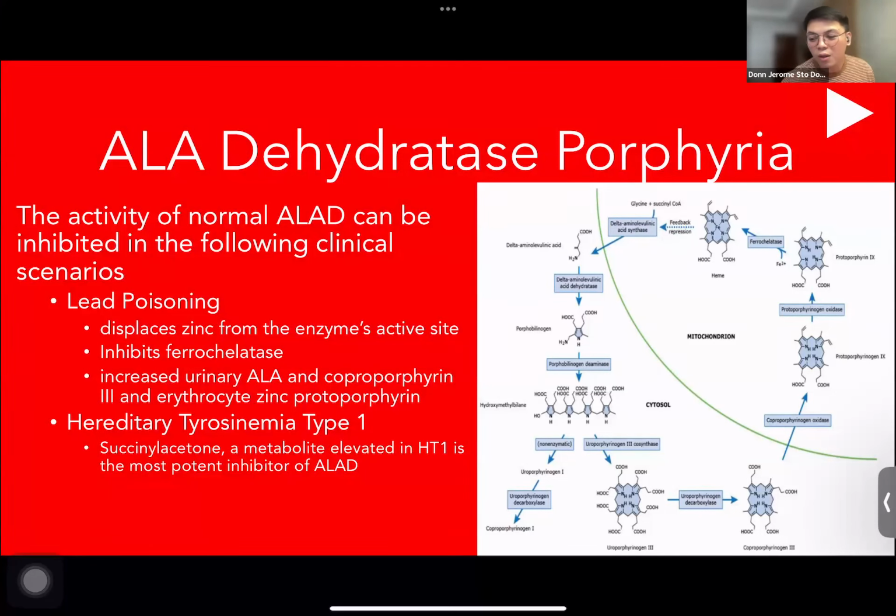Nadaanan na po ba natin to? Na-discuss na po ba to? Hindi pa. Naku, patay ka, Miss Desiderio, kay Dr. Santos. Protein metabolism, hereditary tyrosinemia type 1, is a defect in metabolism of your tyrosine. So anong problem dito? Bakit niya imimimic yung ALA dehydratase porphyria?